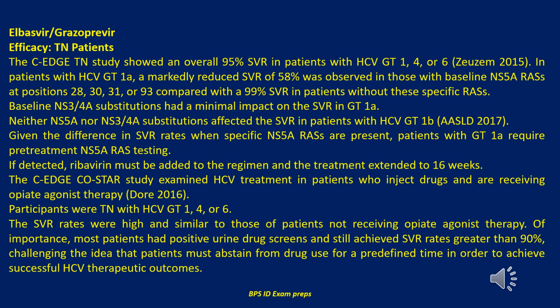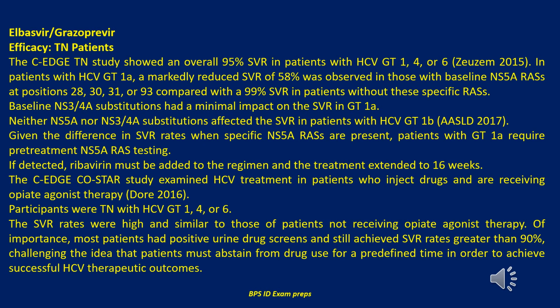Next we will look at elbasvir plus grazoprevir. We will consider its efficacy in treatment-naive patients. The C-EDGE TN study showed an overall 95% SVR in patients with HCV genotypes 1, 4, or 6, according to Zeuzem 2015. In patients with HCV genotype 1A, a markedly reduced SVR of 58% was observed in those with baseline NS5A-IASs at positions 28, 30, 31, or 93 compared with a 99% SVR in patients without these specific IASs.